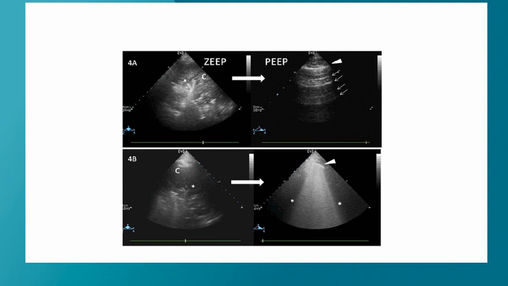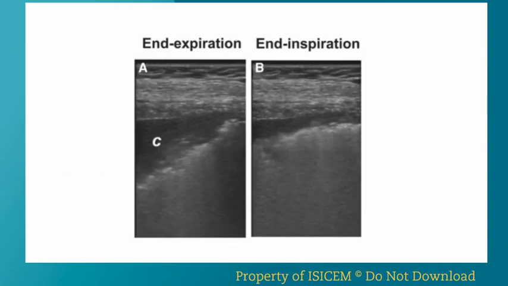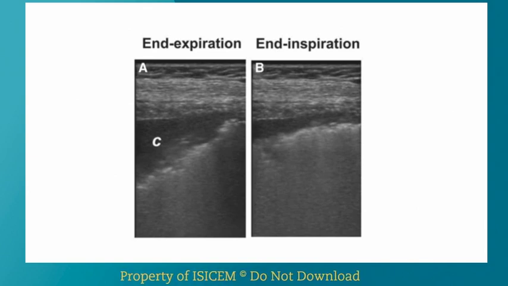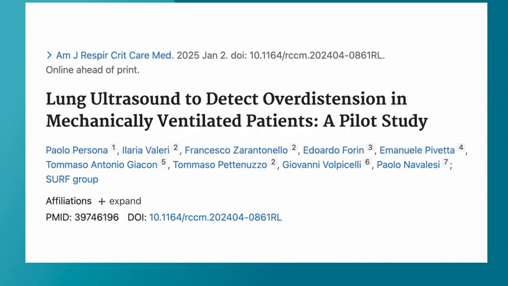So this PEEP setting actually resulted in recruitment. So what you probably want to avoid is tidal recruitment, at least too much of it. Along the same vein, you could use ultrasound at many areas of the lung to try and find a difference in ultrasound image between end expiration and inspiration. And you don't want to find that. That might be a signal that you need to recruit more.